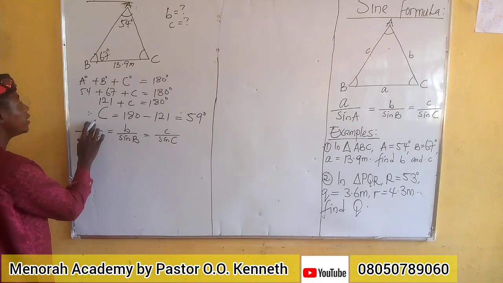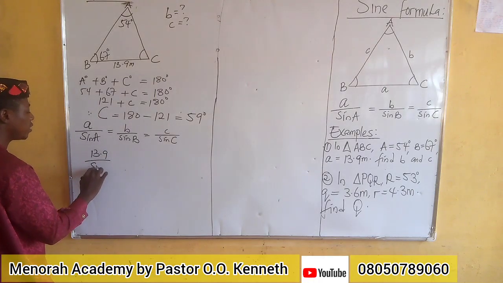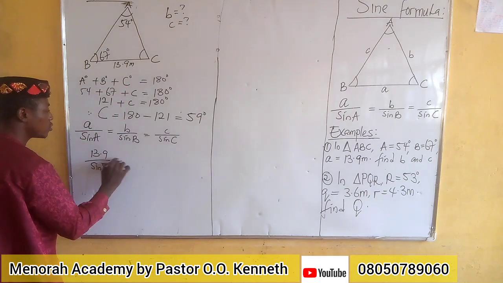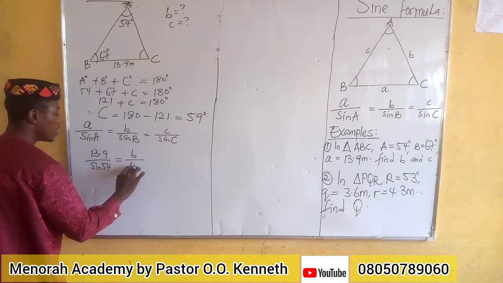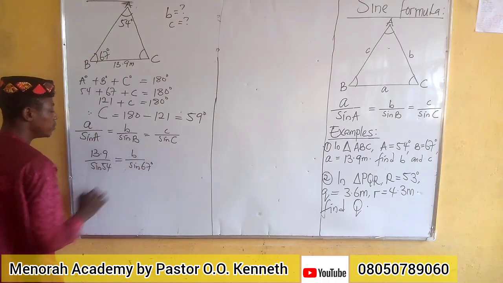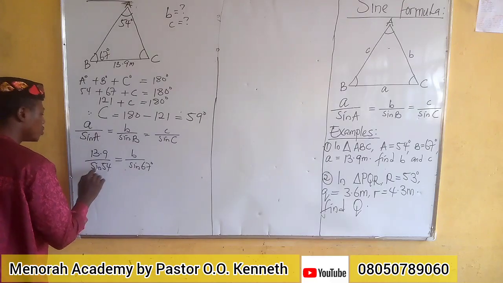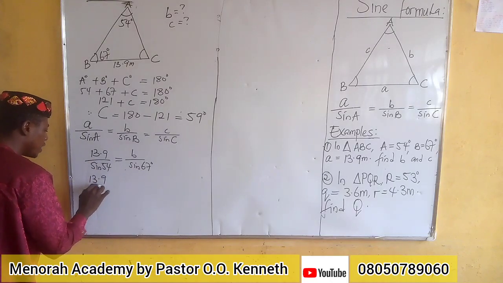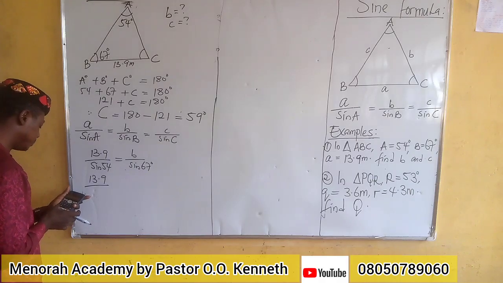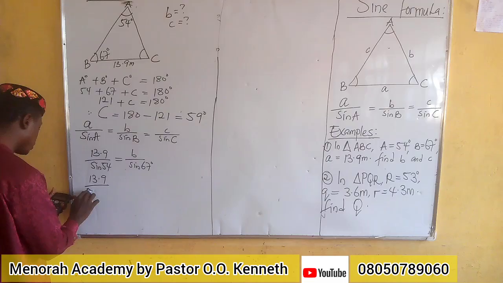So now this is what we are going to have. We are going to have A, which is 13.9, all over sine angle A, which is 54. Alright, so this is going to be B. We don't know B. The sine of the angle of B is 67 degrees. So now you are going to have 13.9 over sine 54. Sine 54 is going to give me 0.8090 to 4 decimal places.